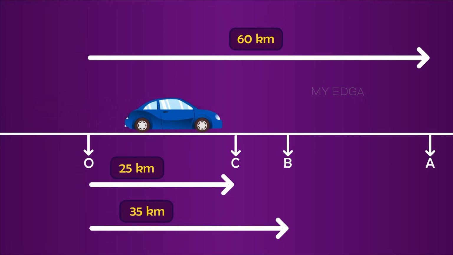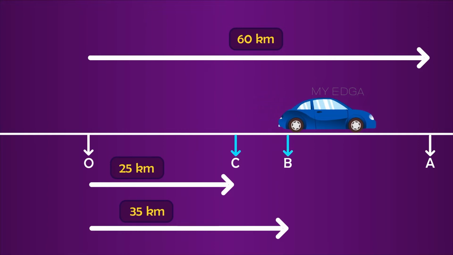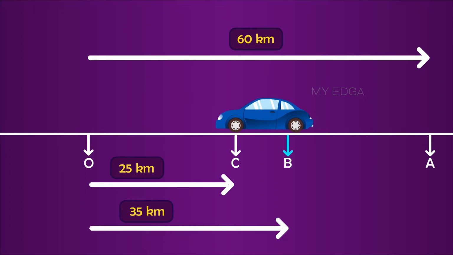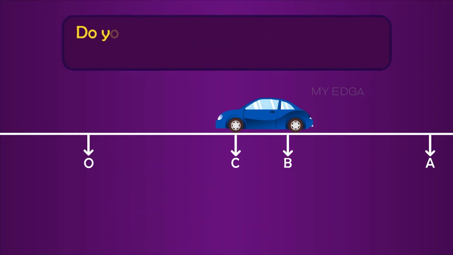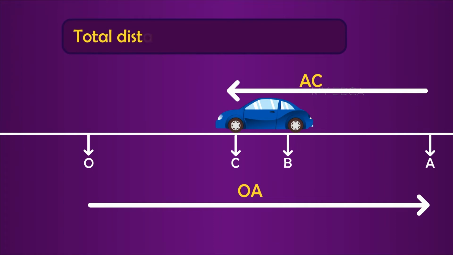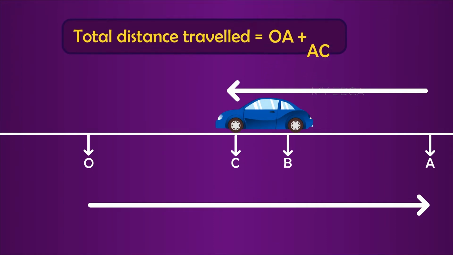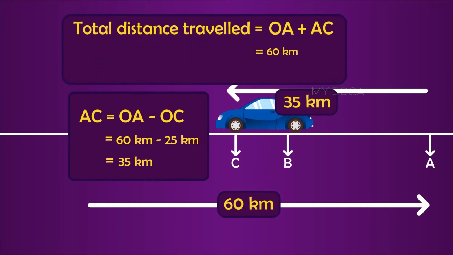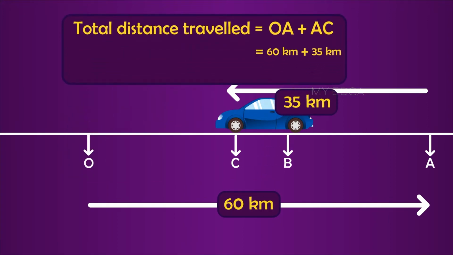Initially, the car moves through C and B and reaches A. Then, it moves back along the same path and stops at C, crossing B. Do you know the total distance traveled by car in the entire motion? Yes, it is OA plus AC. That is equal to 60 kilometers plus 35 kilometers equals 95 kilometers.